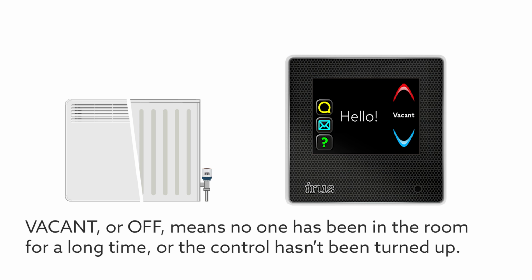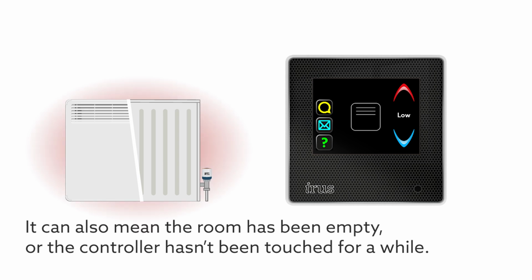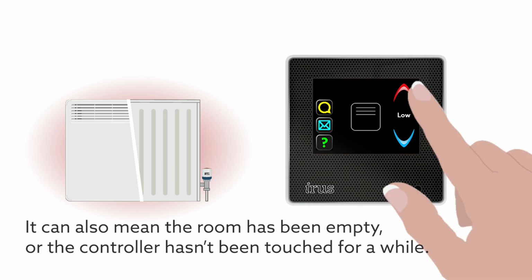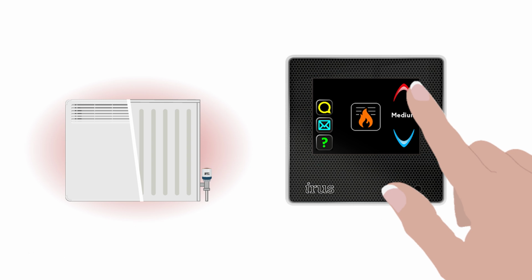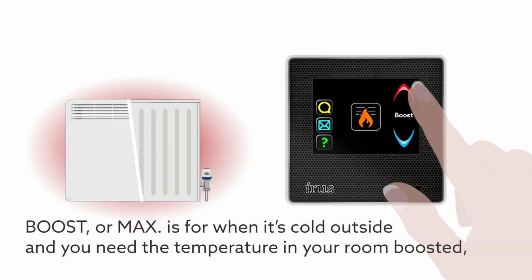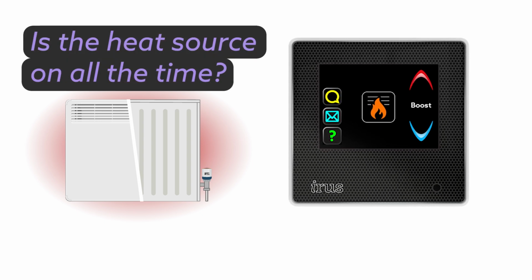Vacant or off means no one has been in the room for a long time or the control hasn't been turned up. Low or standby is the default and provides a comfortable temperature. It can also mean the room has been empty or the controller hasn't been touched for a while. Medium or comfort should be used if you need a warmer room. Boost or max is for when it's cold outside and you need the temperature in your room boosted to the highest available temperature.